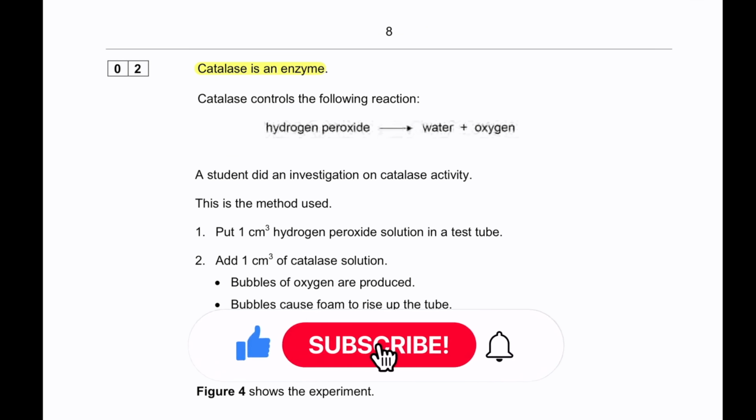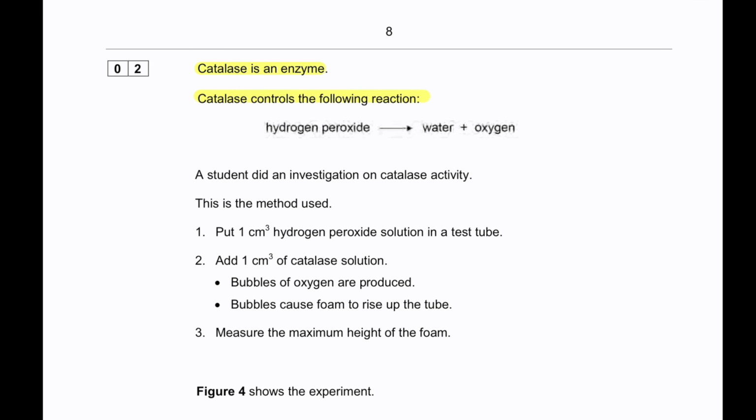Catalase is an enzyme. Catalase controls the following reaction. When hydrogen peroxide is broken down by the help of the enzyme catalase, it turns into water and oxygen. By the way, guys, you need to understand one thing.